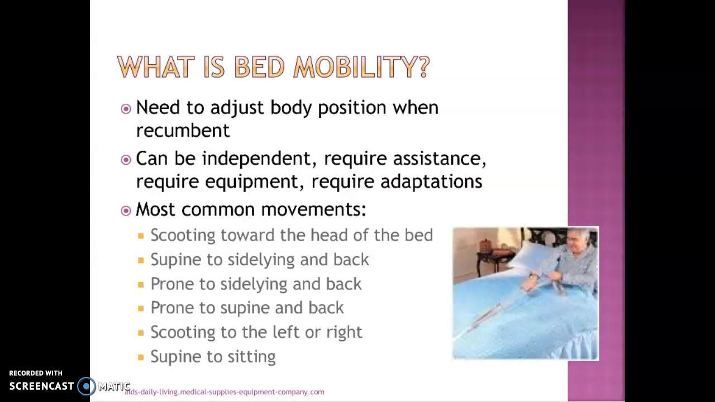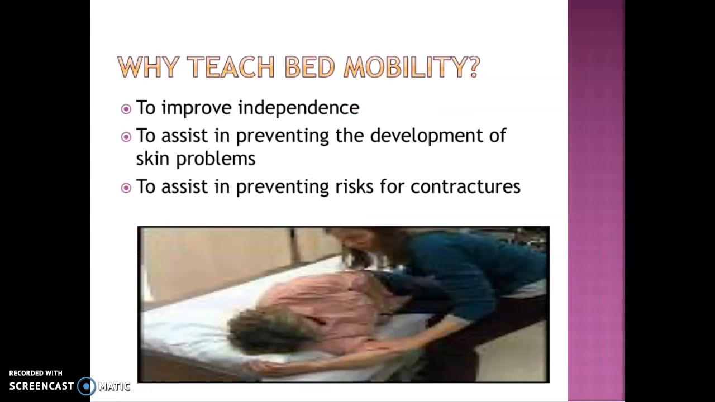So, bed mobility is basically either changing a patient's location in their bed or getting prepared to come out of bed. And of course, it's going to depend on the patient's abilities. They can do this completely on their own, with some assistance, or with full assistance and or using equipment or adaptations. So those are all the movements that we may be helping a patient with: scooting towards the head of the bed, down towards the foot of the bed, moving from supine to side lying and back, prone to side lying and back, and so forth, and supine to sit.